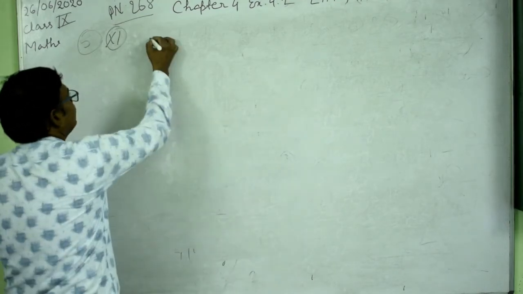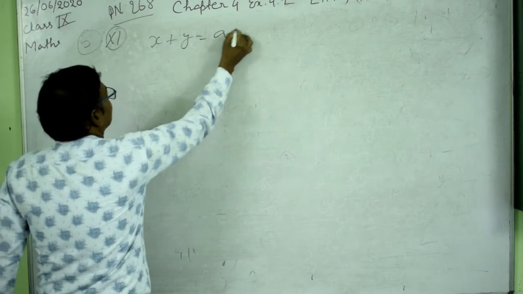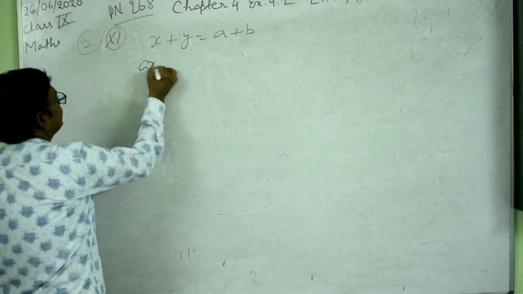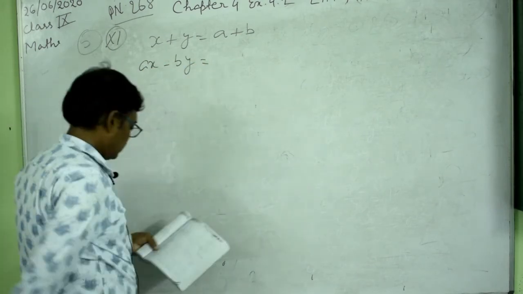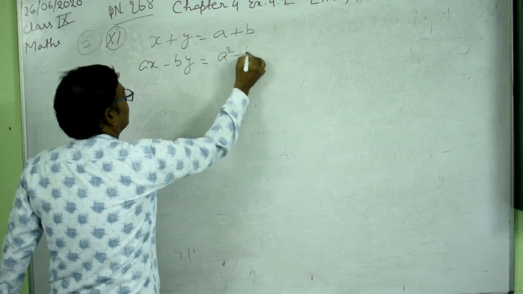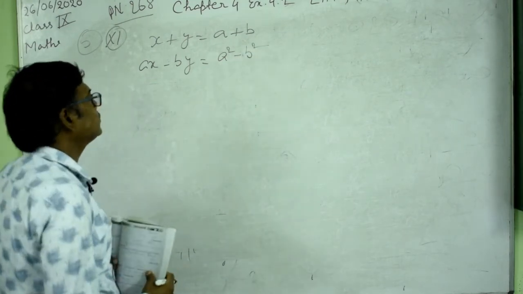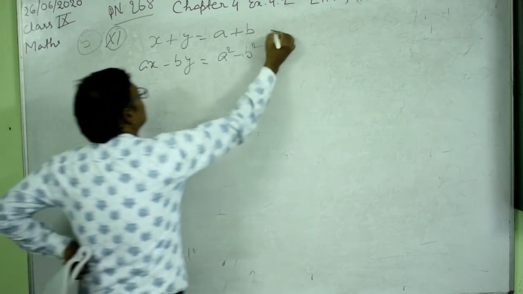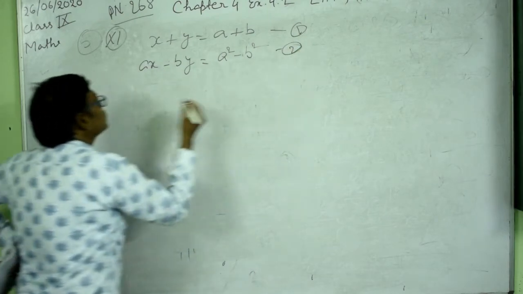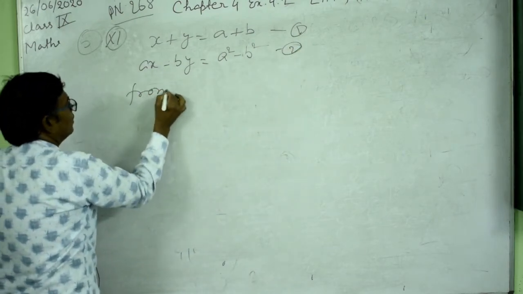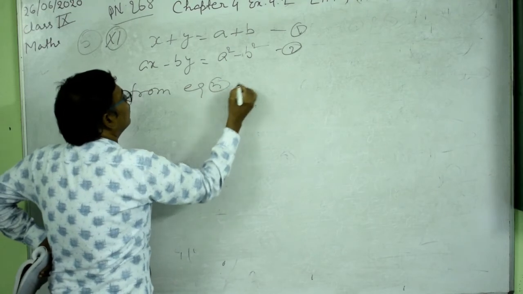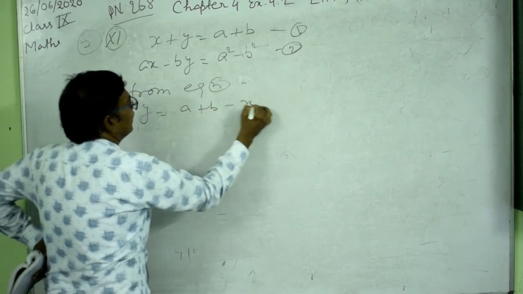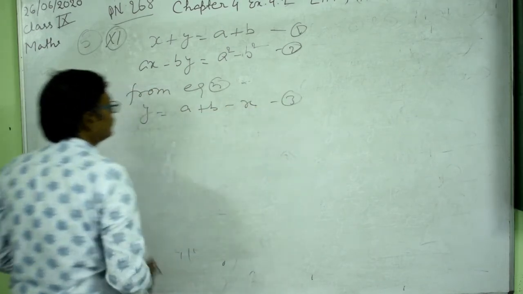Here you have x plus y equal to a plus b, and ax minus by equal to a square minus b square, and we have to solve this by using the substitution method. Okay, so this is equation number 1 and this is number 2. So from equation 1 we get y equal to a plus b minus x. Okay, so this is 3 here, suppose.